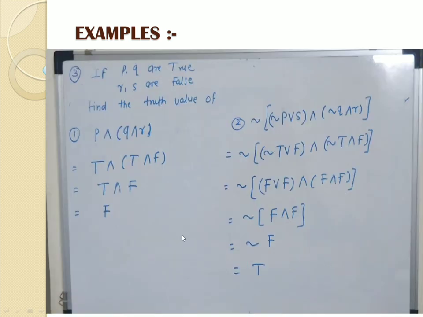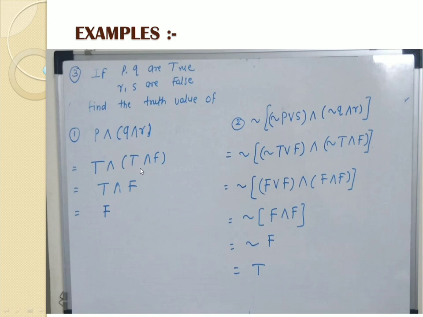Now the next example. In this example it is given that P and Q are true statements. The values of P, Q, R and S are already given: P and Q are true statements, R and S are false statements. So we have to find the truth value of the given statements. The first example is P and (Q and R). It is given that the value of P is T. So write down T here. The symbol is as it is, and. The value of Q is T. Value of R is F.